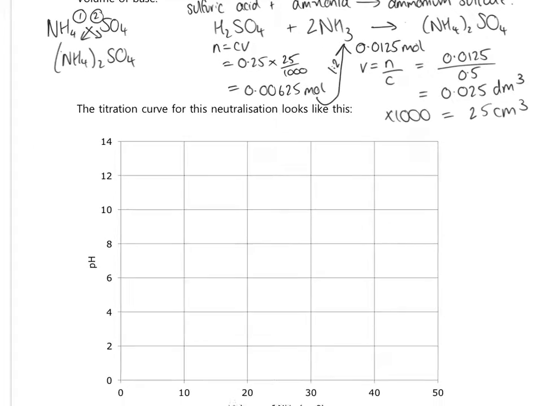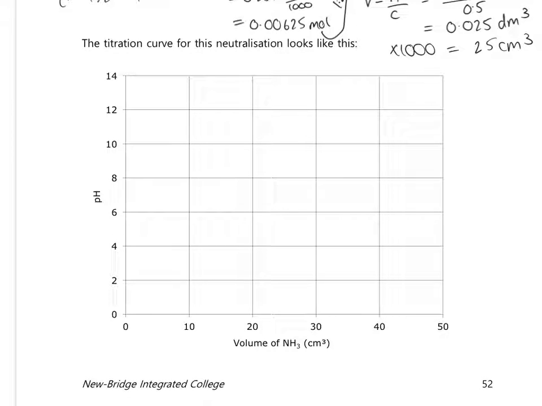So let's put that all into our curve. The first bit of information we worked out was that the initial pH of our acid is 0.3, so it's going to be fairly low down here. If you want to take a ruler and work it out accurately, you can. In an exam I would advise you do that. Your equivalence point is going to happen at 25 centimetres cubed of ammonia, so you could put a dotted line all the way up from 25.